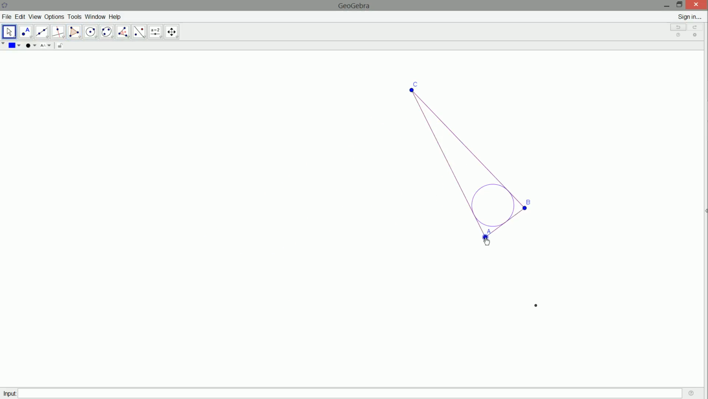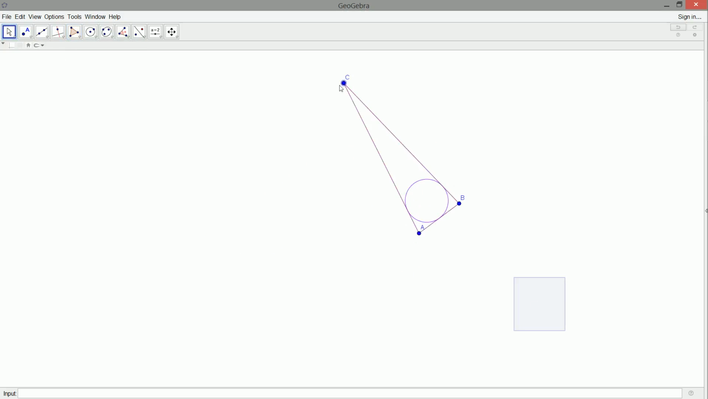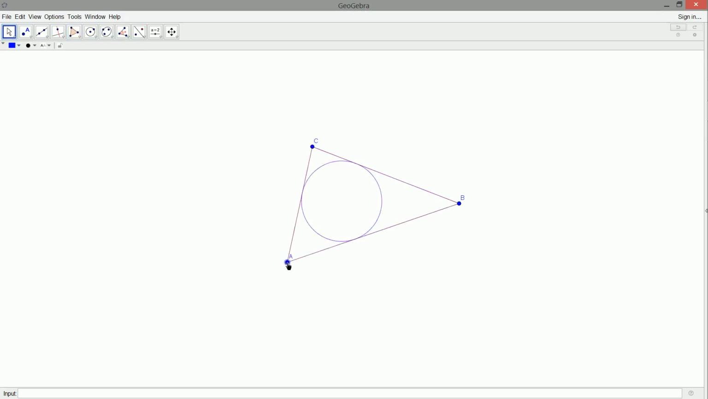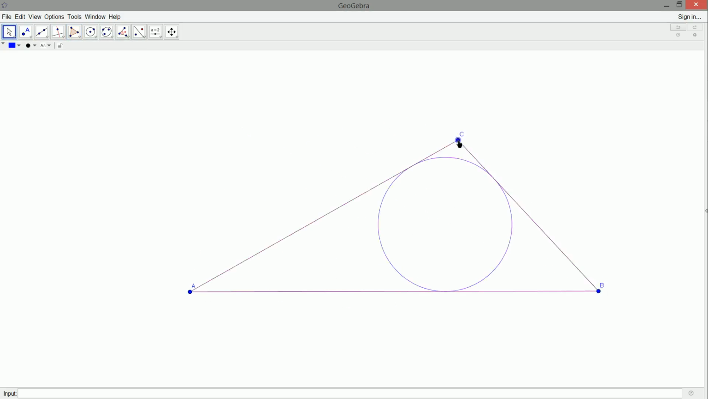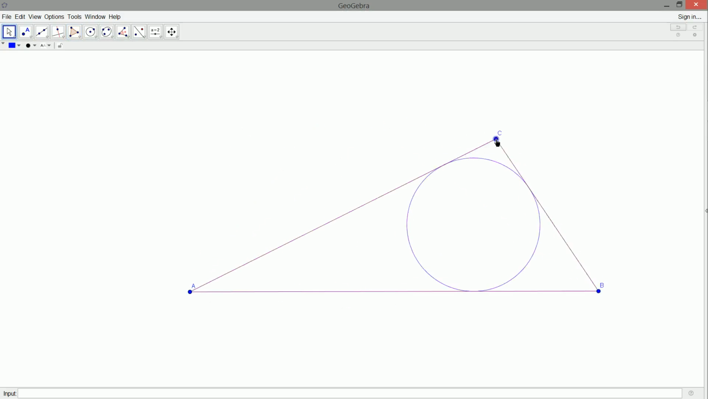Oops, there was another off-screen point hiding from me. Are there any others? Nope, I think we're good. So we'll zoom back in, and we can move this whole thing around, and the circle stays inside. It's an incircle. I always like moving it around and seeing that it really does work.